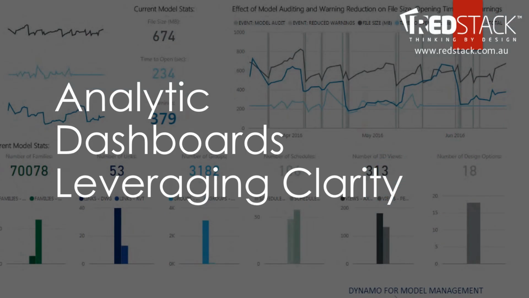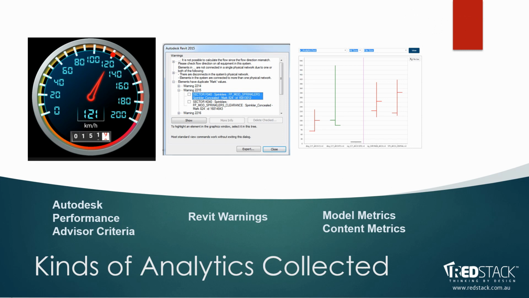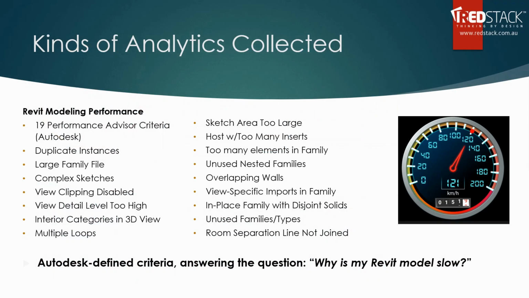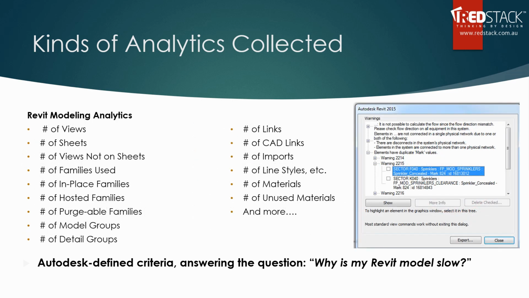So here's a type of analytics that Clarity collected: the Auditor's Performance Advisor criteria, Revit warnings, and model metrics and content metrics. There are 19 Performance Advisor criteria: duplicate instances, large family files, unused nested families, in-place families, disjoint solids, room separation, a lot of things that pose the question, why is my Revit model slow? To manually go through every one point by point is a tedious, time-consuming process, and people either spend the time or just let it go until something goes wrong.